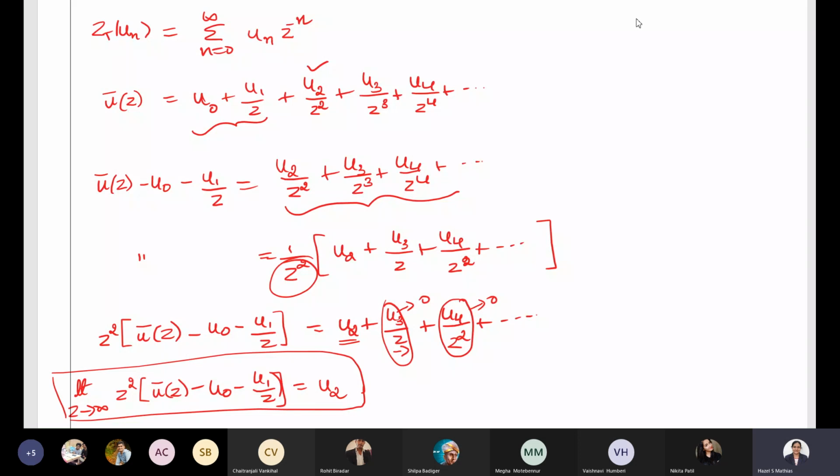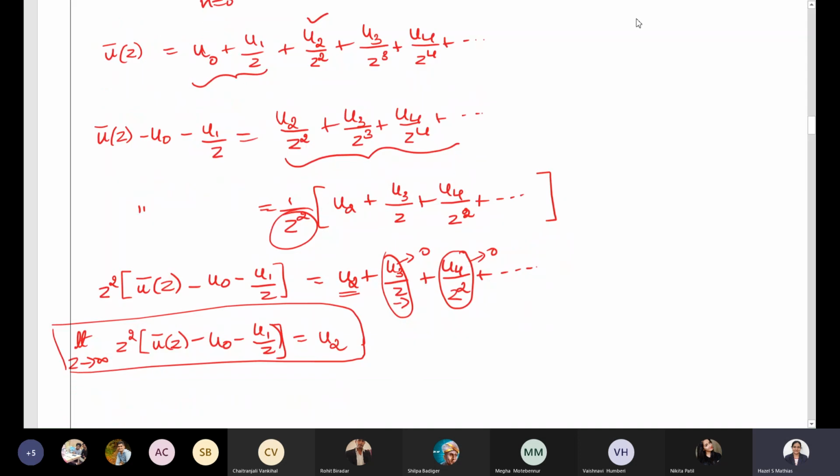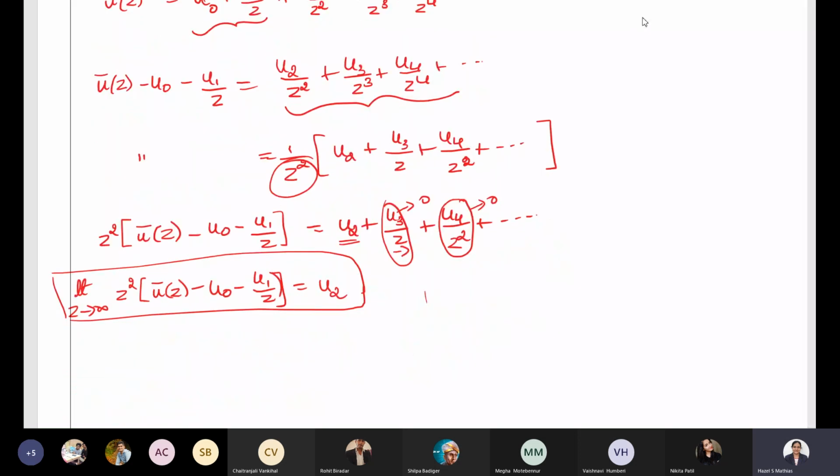Just compare this, and in general you can write the formula for u3 as well. So what will be u3? It will be limit z tends to infinity. Just check, u2 is z square into u bar of z minus u naught minus u1 by z. So u3 will be z cube into u bar of z minus u naught minus u1 by z minus u2 by z square. Is it okay everyone?